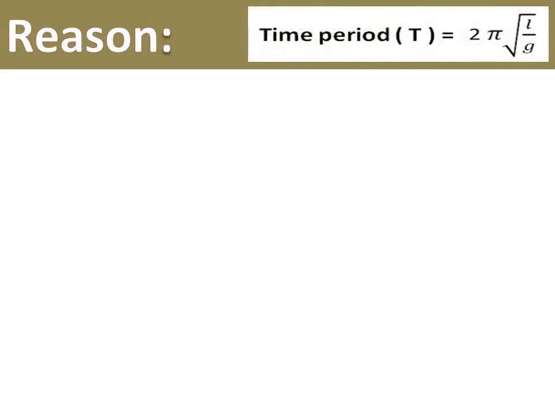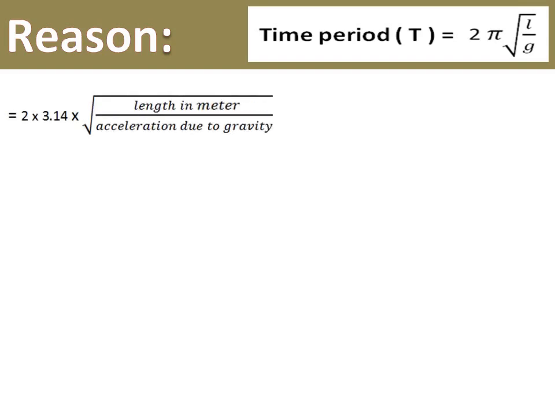So now we shall reason out why this formula, time period T equals 2 pi root of L by G, has transformed and been used. Now we get this from the formula 2 into the value of pi substituted as 3.14 into root of length in meter by acceleration due to gravity. So here, instead of acceleration due to gravity, we have changed the value as 9.8 meter per second square.